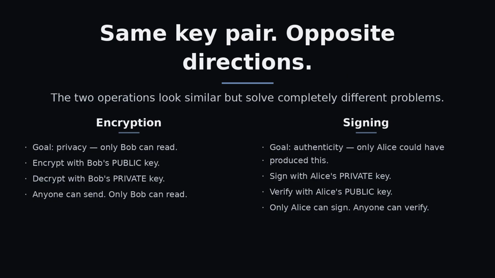Bob's pair is used for receiving private messages. Your pair is used for asserting your identity. Many people have separate key pairs for each purpose. The important thing to remember, encryption uses the recipient's public key. Signing uses your own private key.